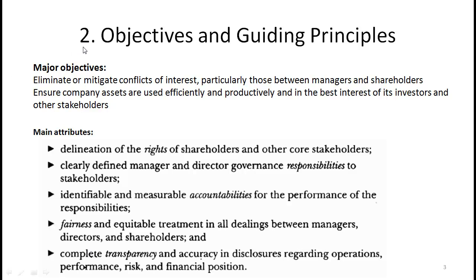Okay, section 2 now, the objectives and guiding principles. First, the major objectives of corporate governance should be: number 1, eliminate or mitigate conflicts of interest, particularly those between managers and shareholders. That's the main objective. The second objective is to ensure that company assets are used efficiently and productively and in the best interest of its investors and other stakeholders. These are self-evident, so I'm not giving any further explanation. You just need to learn these 2 bullets under objectives.